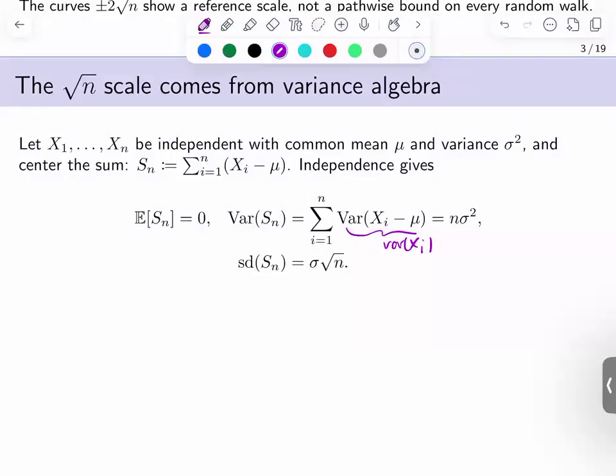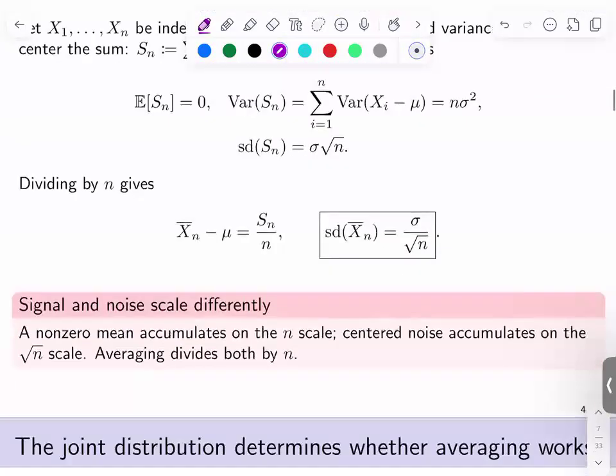So this holds in general, even if the random errors are not zero mean. That confirms the root n scale, and then the average minus mu would be Sn divided by n, and the standard deviation would be sigma over root n, and this thing is going to zero. So this is another view. It's not very different from x bar n.